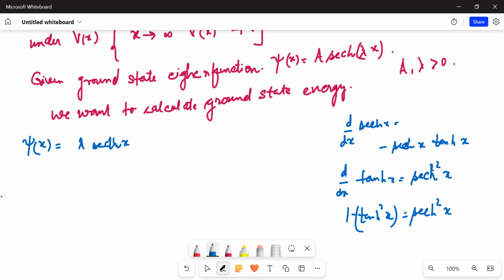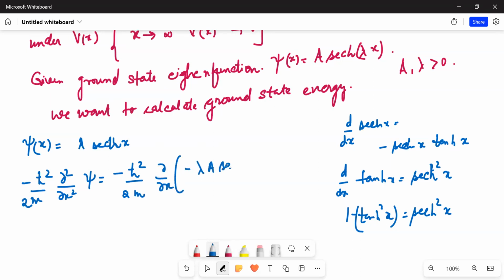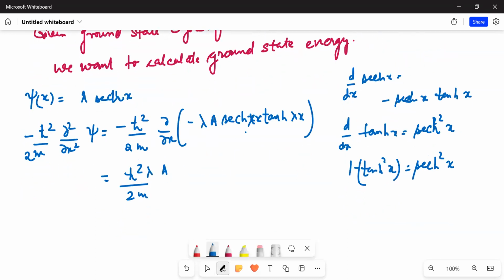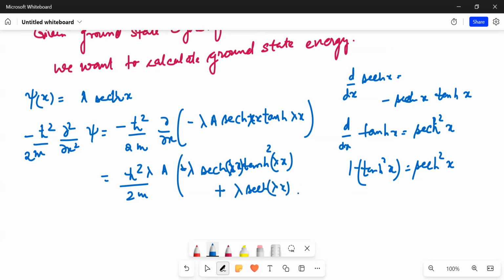So given that ψ(x) equals A sech(λx), what will happen when the kinetic energy operator operates on this wave function ψ? It is equal to minus ħ² upon 2m, and then del by del x of this. If I do it, I will simply get λ times minus sech(λx) tanh(λx), and again, plus λ sech(λx) into sech(λx). The derivative of tanh x is sech squared x.